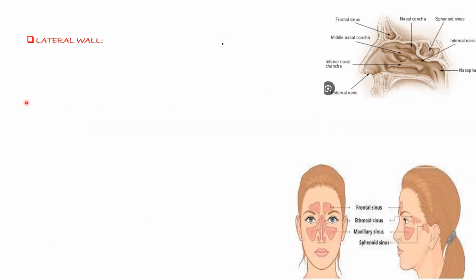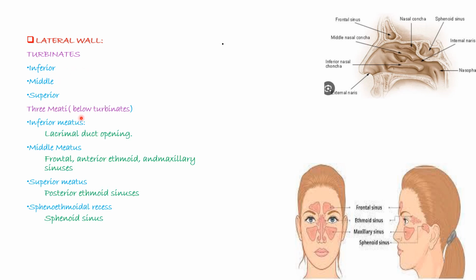So in the lateral wall is where we have these turbinates, as I've mentioned: the inferior, middle, and superior. And then below these turbinates, we have the openings to the sinuses and the lacrimal duct. The inferior meatus usually serves as an opening to the lacrimal duct. The middle meatus serves as an opening to the frontal, anterior ethmoid and maxillary sinuses, whereas the superior meatus serves as an opening to the posterior ethmoid sinuses.